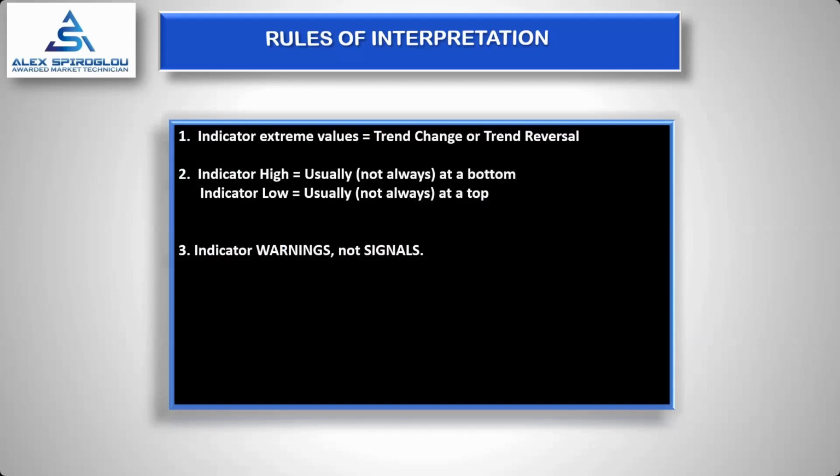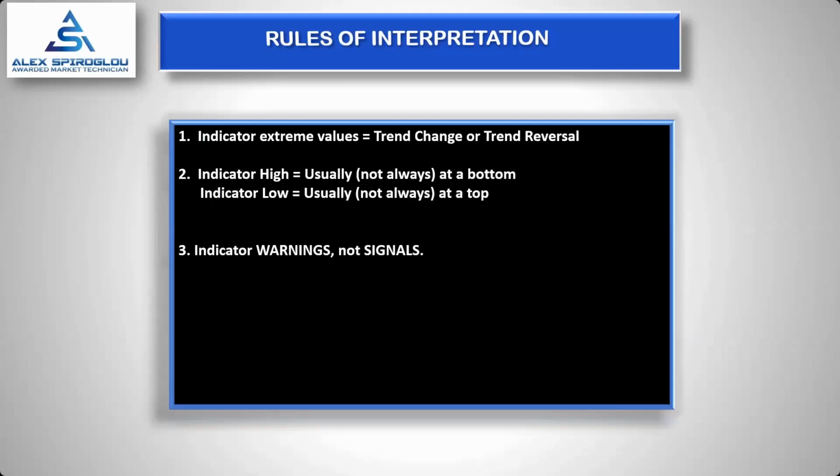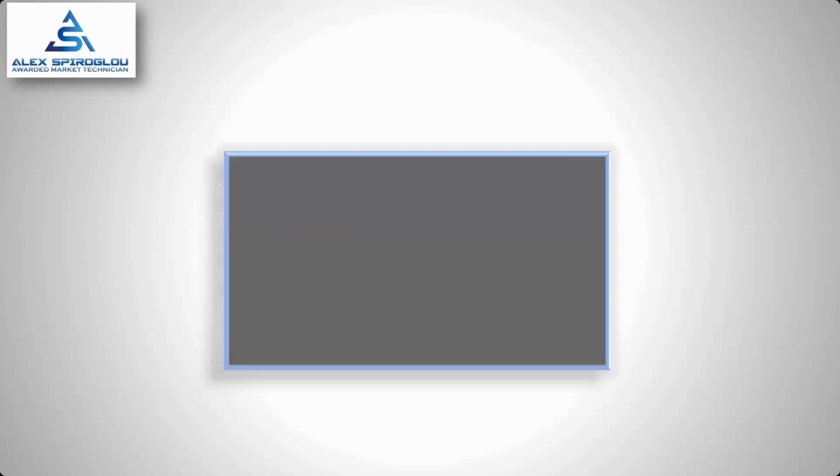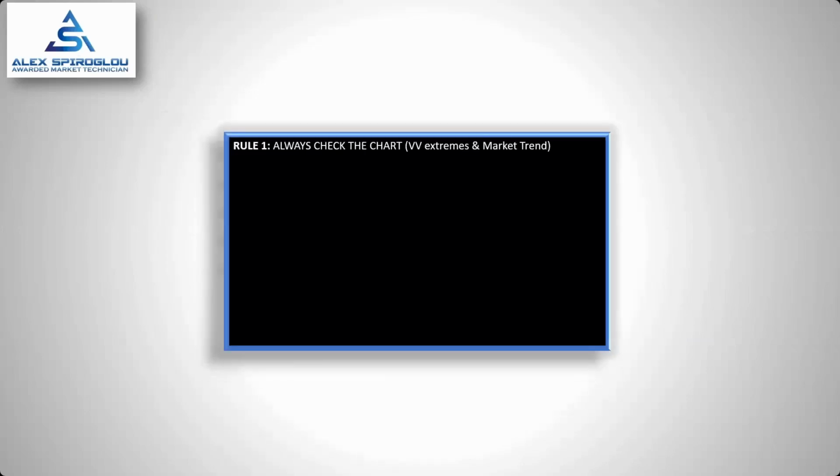Of course, I say usually, but always double check what the trend is. And these are warnings, not signals. These are the 3 main points to remember with the proper use of the volatility valuation indicator. So let's also look at some other rules of guidance, on how to properly use this tool.